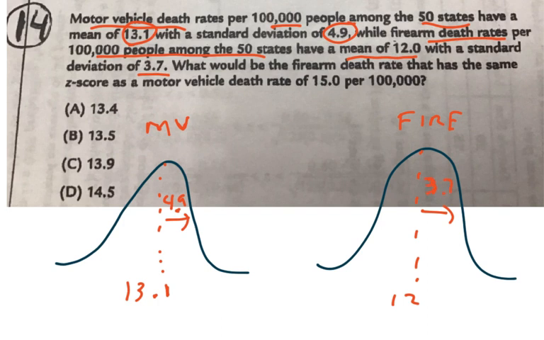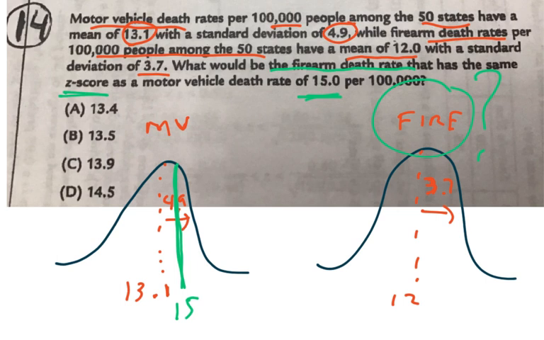Okay, so the question says, well, what would be the firearm death rate that has the same z-score as a motor vehicle death rate of 15? So 15, I hope you agree, is somewhere about right here. Okay, so let's find its z-score. Now, how do we do that?